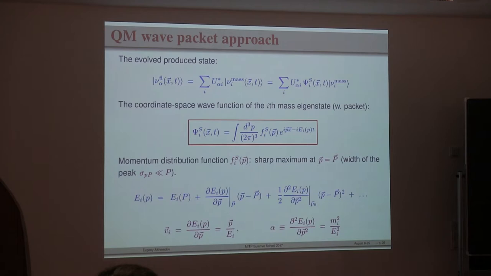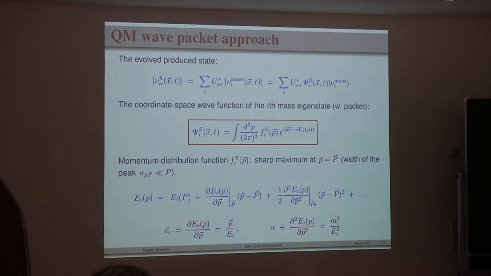Now, how can we calculate neutrino oscillation probability in terms of wave packets instead of plane waves? You remember we wrote down before the formula in which the evolved neutrino state was given by the product of the matrix element of the leptonic mixing matrix and evolved mass states which had some exponential factors in front of the initial state. Here, instead of the plane wave exponential factor, we should put the wave packet in the coordinate space, depending on x and t, on coordinate and time. The index s here is to remind us that we consider a neutrino produced in some source. So s stands for the source.